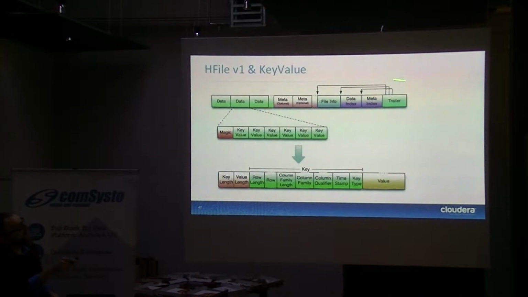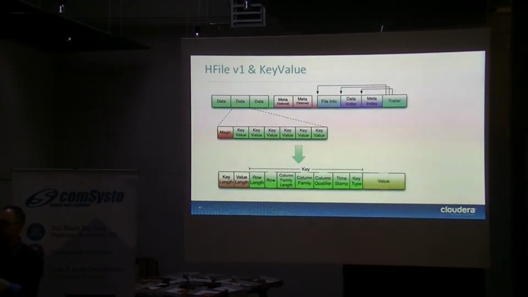We have a file on disk, which has data blocks, 64K by default. Then some optional meta block, and then a trailer. And the trailer gives us an index into the data blocks, but on a 64K boundary. So every 64K we have an index, because that index points to the beginning of this block, that block, and so on and so forth. So we cannot tell if you have a specific column typically.